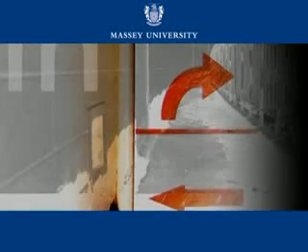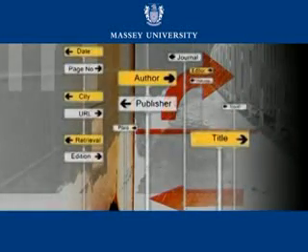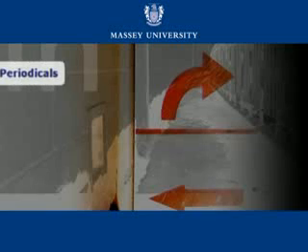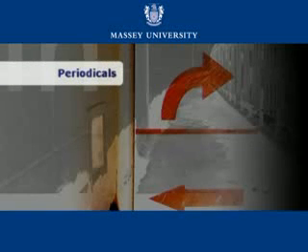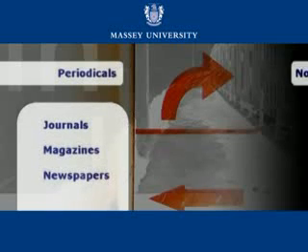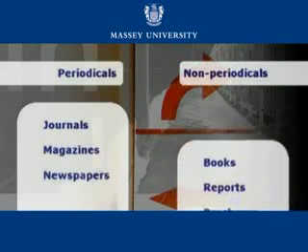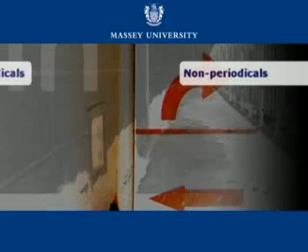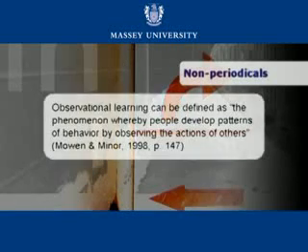Remember that your reference list should direct the reader as closely as possible to the information cited in your discussion. Think of your reference list as a signpost which directs your readers to the sources you have consulted while doing your assignment. Periodicals, which are published on a regular basis, include journals, magazines, and newspapers, while non-periodicals include books, reports, and brochures. Let's have a look at the referencing format of a non-periodical source first.